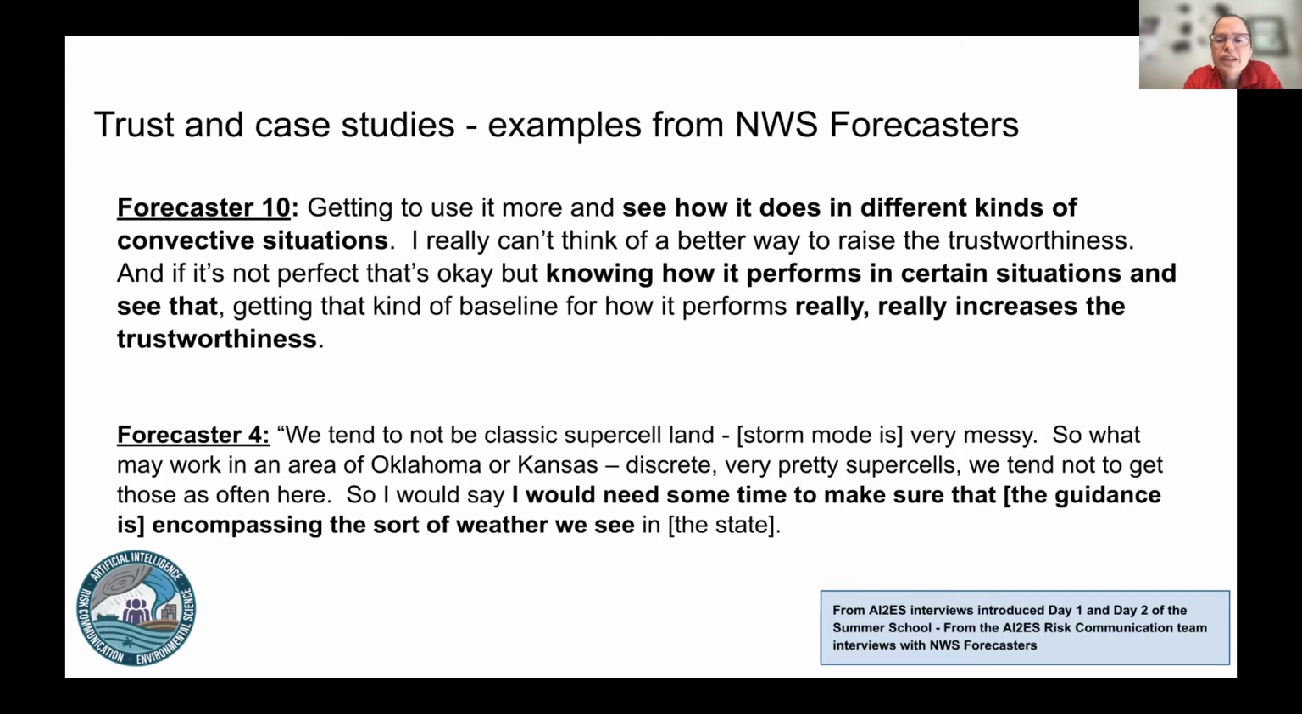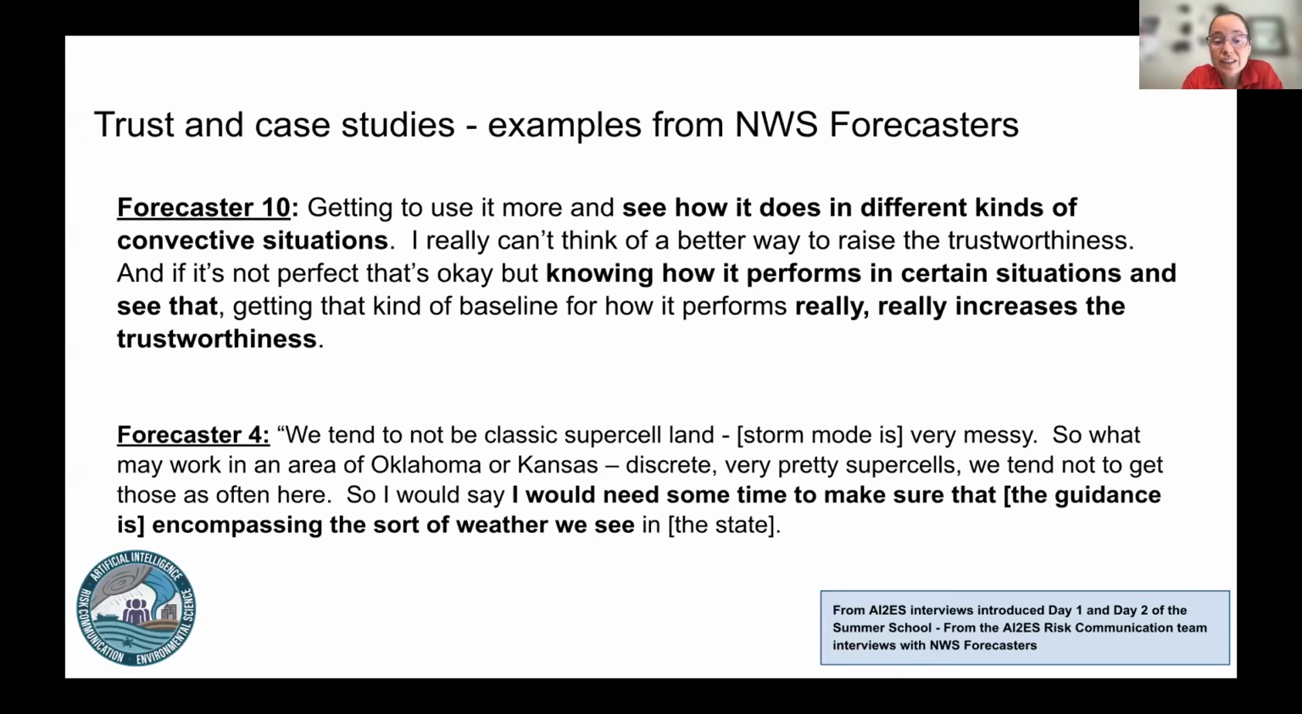And then another one: we tend not to be classic supercell land. Storm mode is very messy. In an area of Oklahoma or Texas, discrete, very pretty supercells, we tend not to get. So I would say I need some time to make sure the guidance is encompassing the sort of weather we see here, where here is redacted. We know it's not Oklahoma or Kansas. Another argument for case studies.